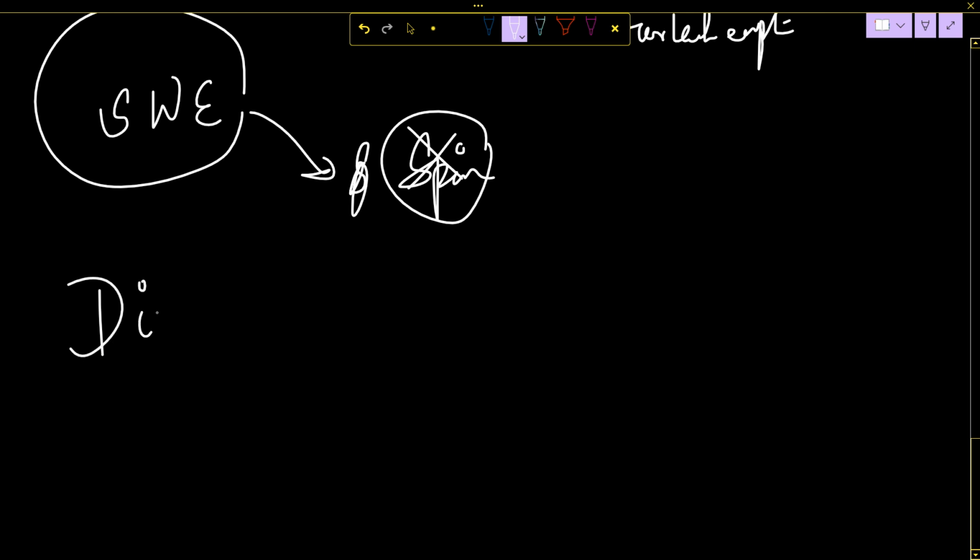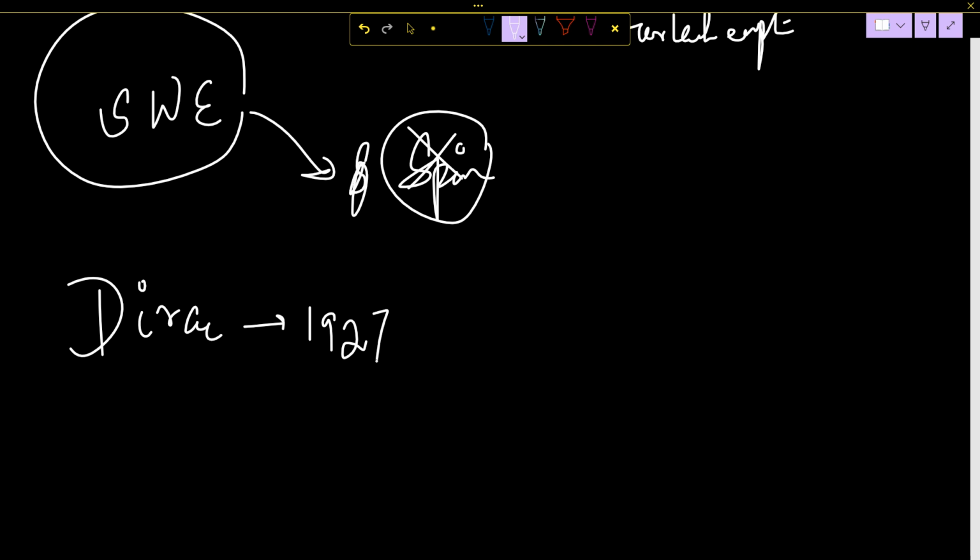Then came Dirac, in 1927. What he did was write down a relativistic wave equation. This comes under your relativistic quantum mechanics. Dirac wrote down a relativistic wave equation.